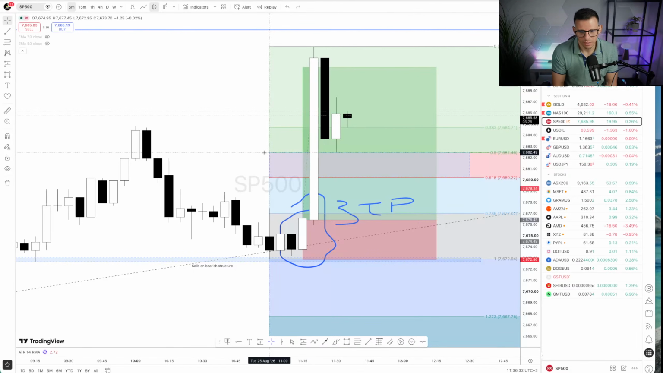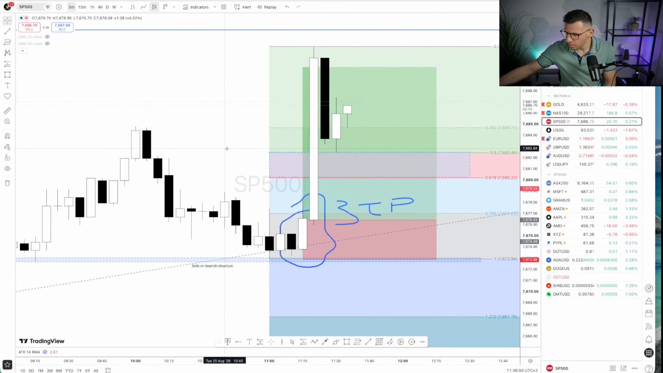I want to get in where there is a high probability for a move to the upside. And I think that this is going to come somewhere around here. So at this point, I'm not interested at all. I will let the other traders get happy here.